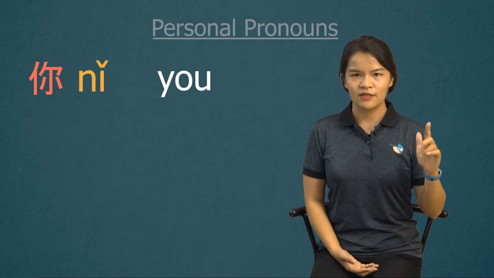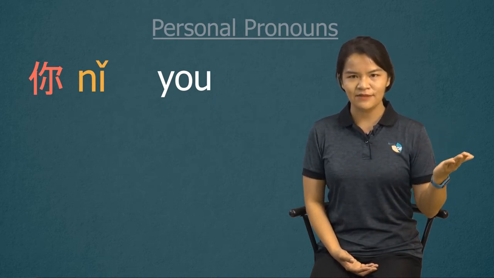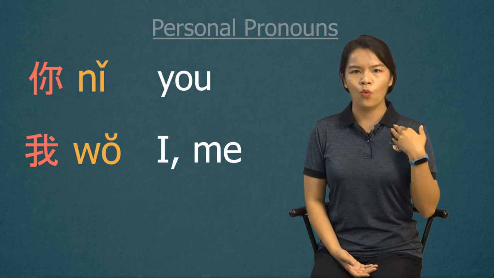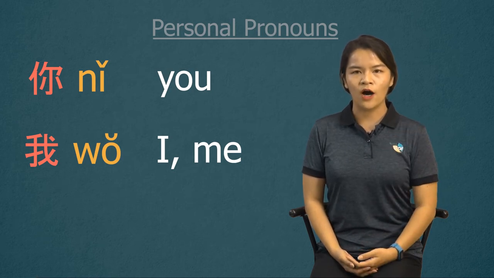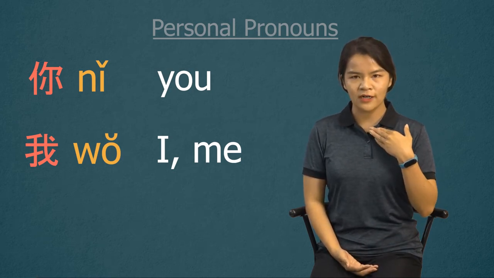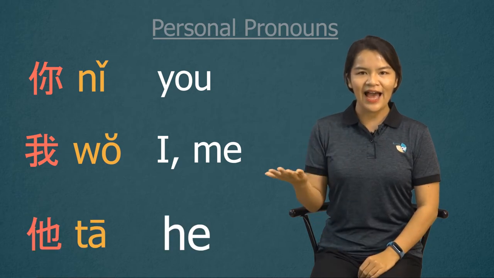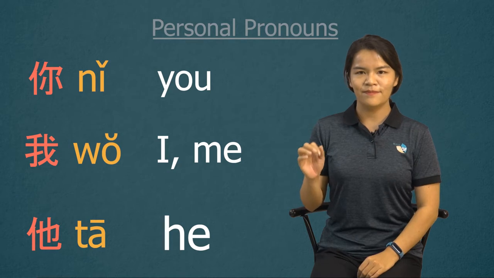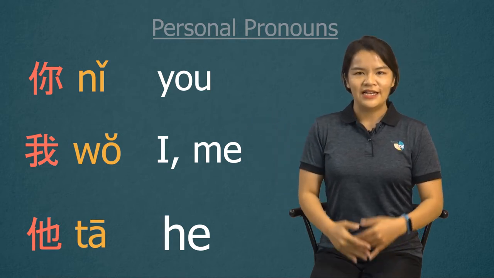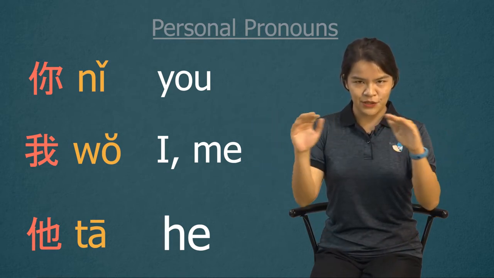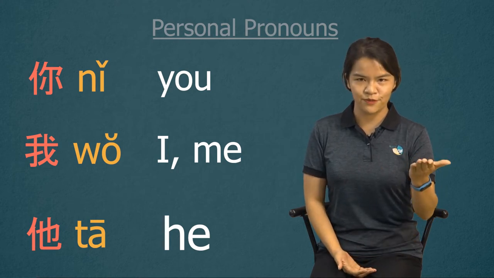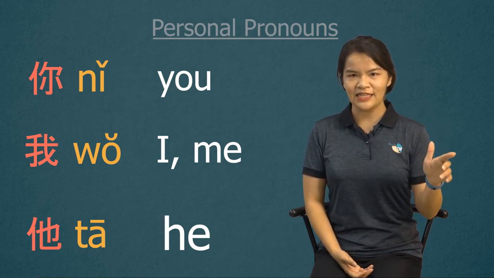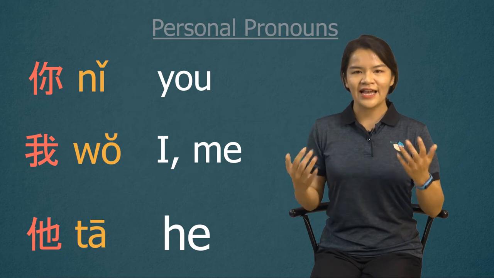Ni, it means you, ni. And wo, wo means I, wo. And ta, ta means he. Can you distinguish the tones of the personal pronouns? Ni, wo, ta.